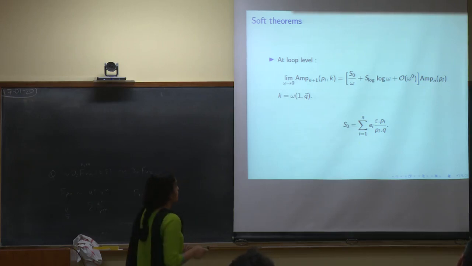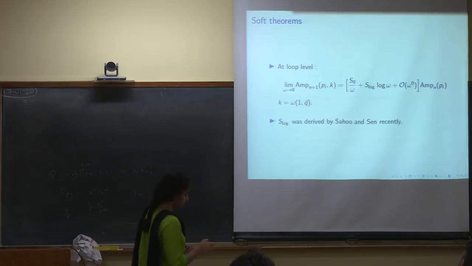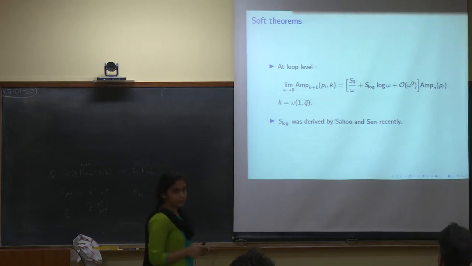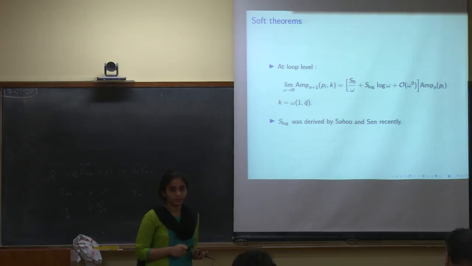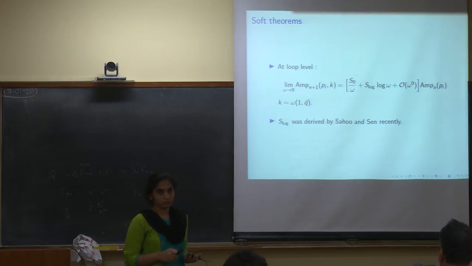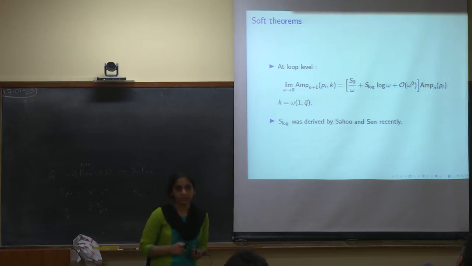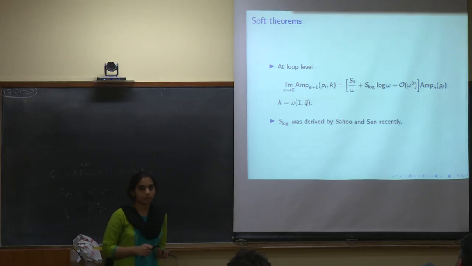Now this S_log was derived by Biswajit Sahoo and Ashoke Sen recently, and what they showed is that this S_log also has a universal structure that is independent of the theory. This statement is true to all loop orders. They have claimed that it is one-loop exact.